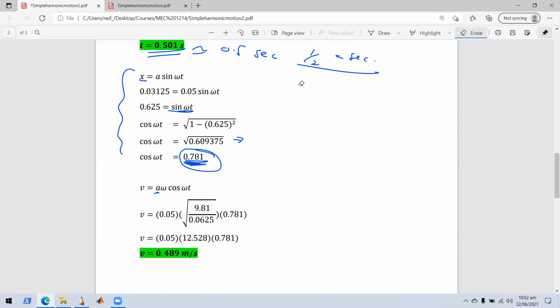Excuse me, sir. Something I was wondering: in this instance, wouldn't x be different? Wouldn't x be the 0.03125? Yes, it is. But then we divided by 0.05. I'm going to annotate that.